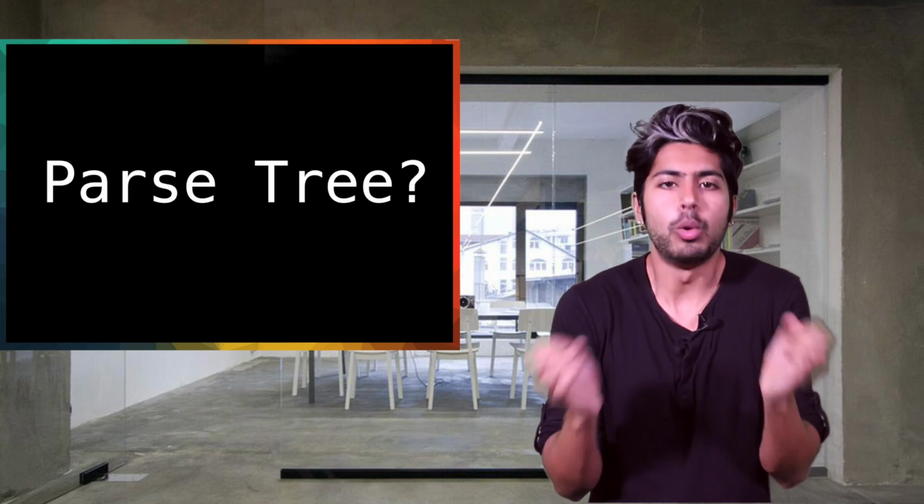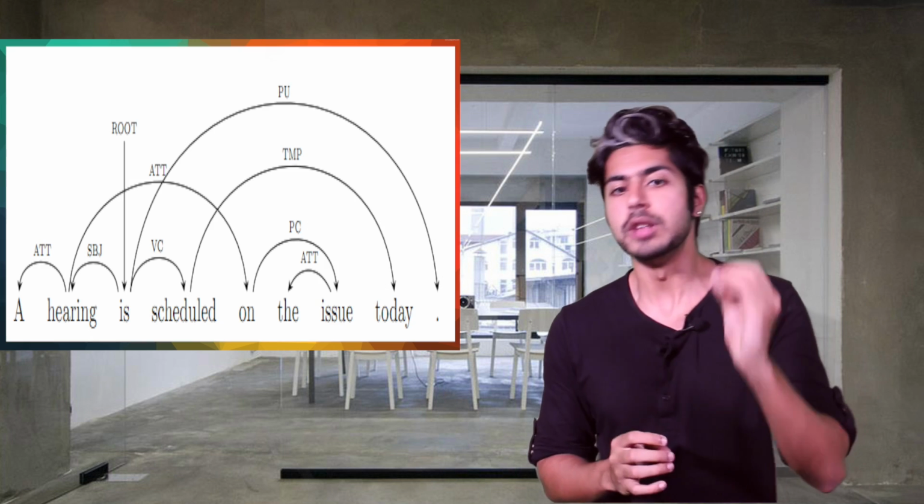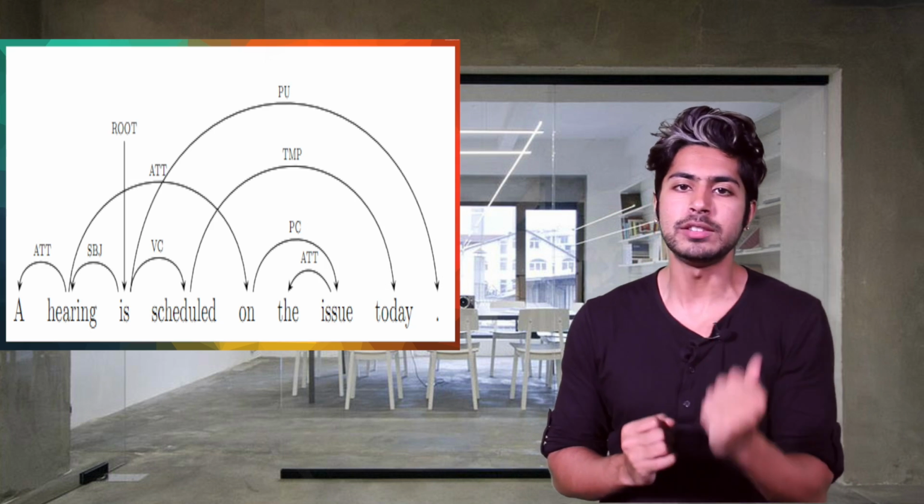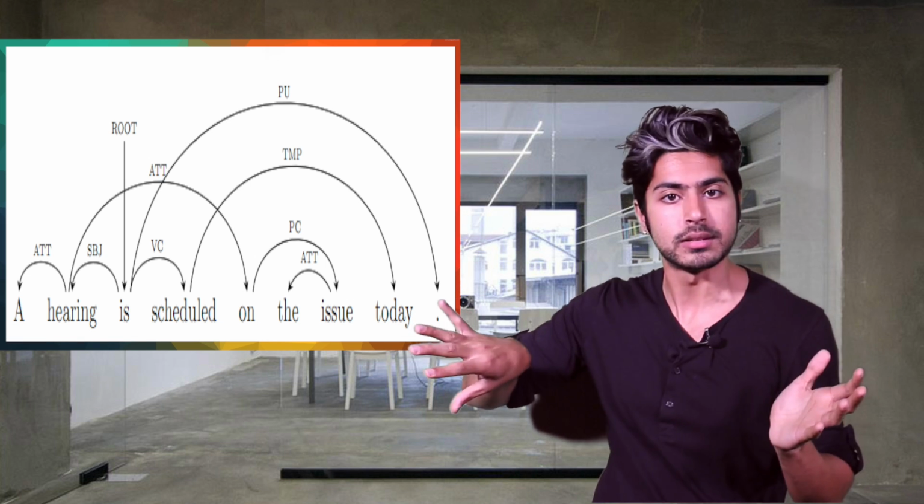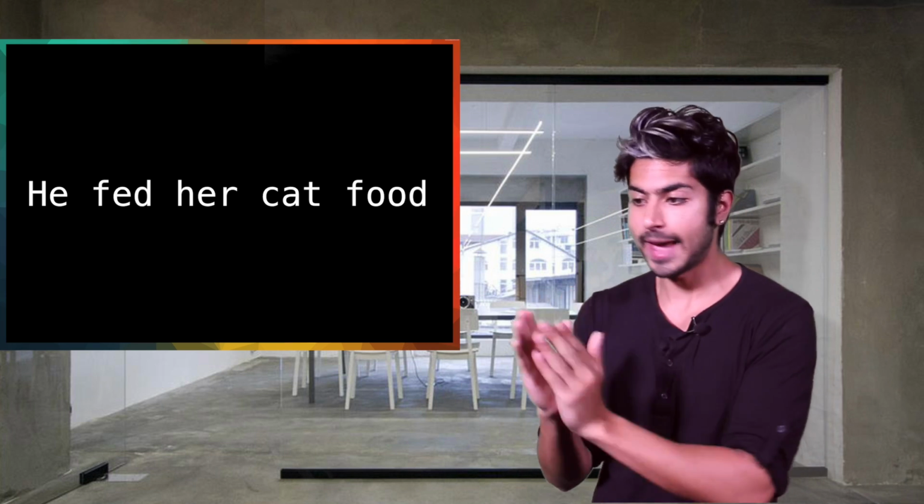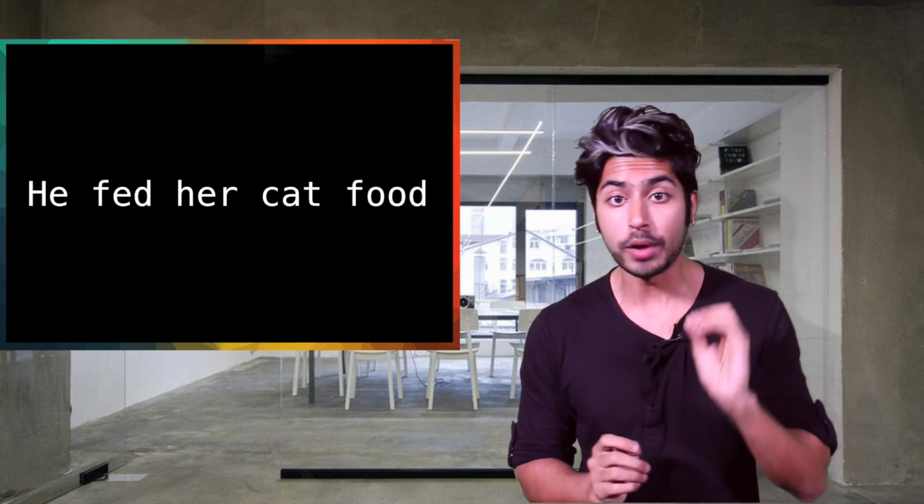So what is a parse tree? Well, part of speech tagging isn't enough. The meaning behind some piece of text isn't just the type of word that's being used, but also how that word relates to the rest of the sentence. Take the example phrase, "he fed her cat food." There are three possibilities of what this phrase could mean.